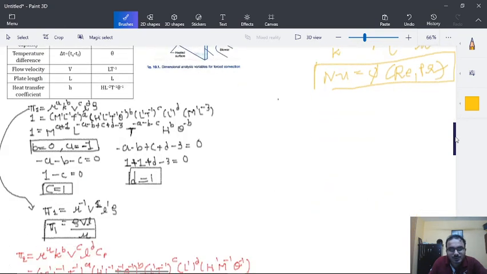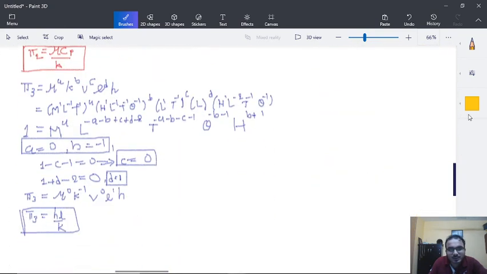So in this way, using Buckingham's pi theorem, we have derived this whole formula.